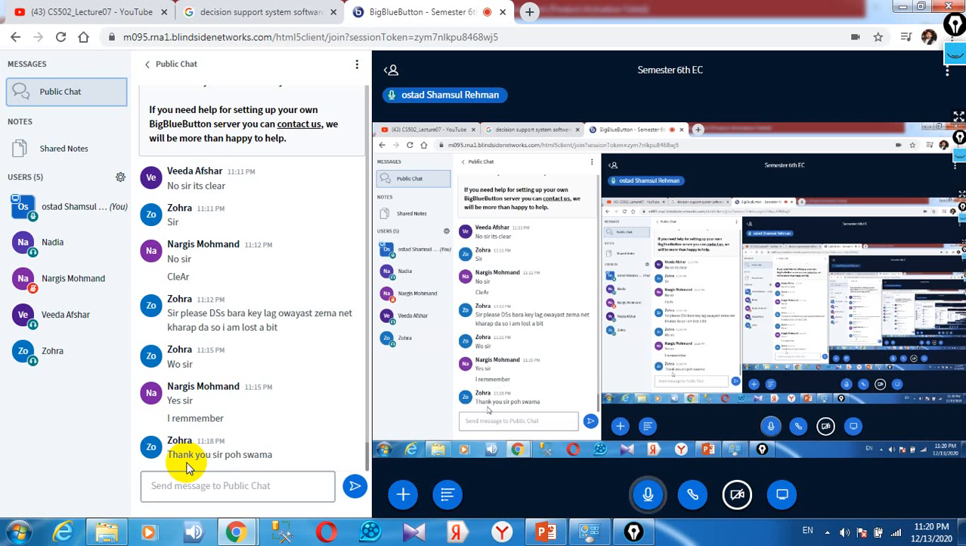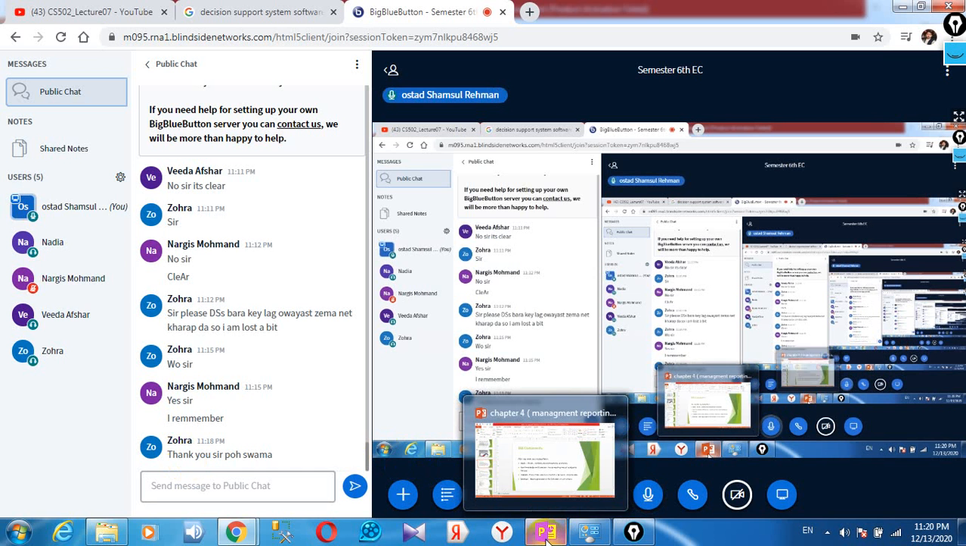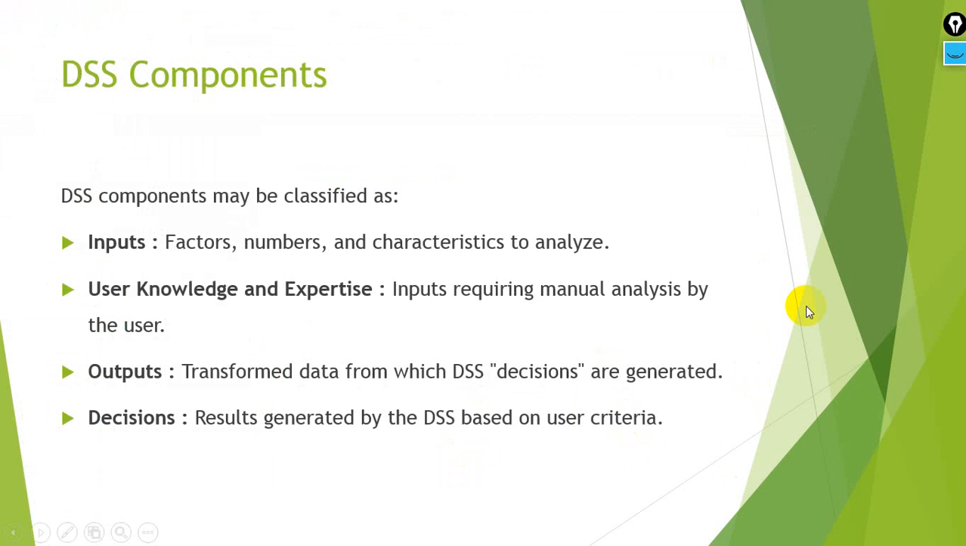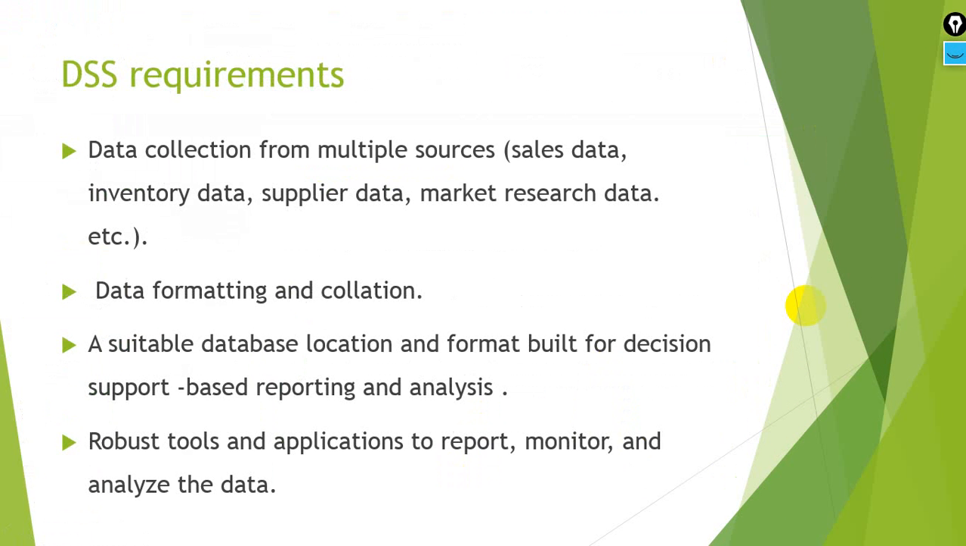Next, what do we have? These were different components of a decision support system. So now DSS requirements: what we need for a DSS system. To make a decision for an organization, you have to help the decision maker to make decisions. So what are the requirements for a decision support system? First, we have data collection from multiple sources: sales data, inventory data, supplier data, market research data, etc.